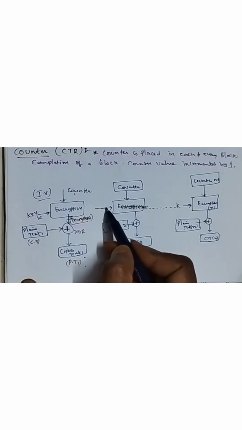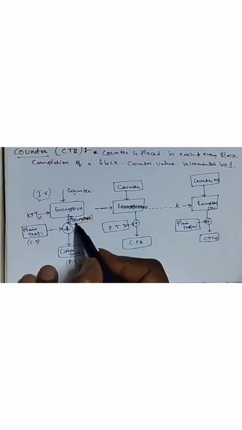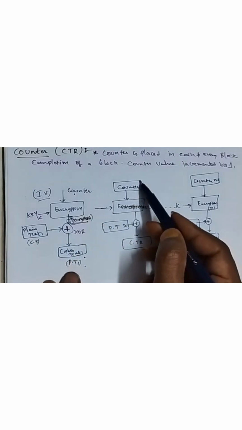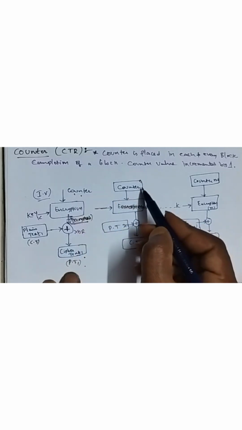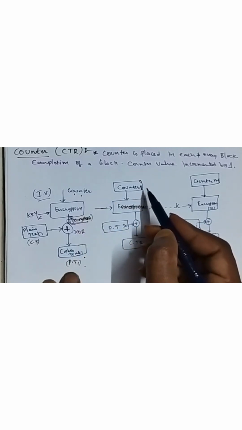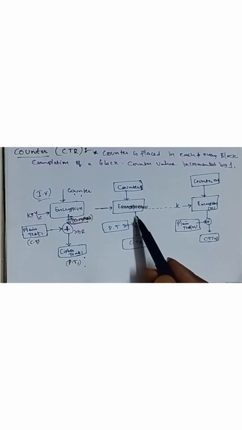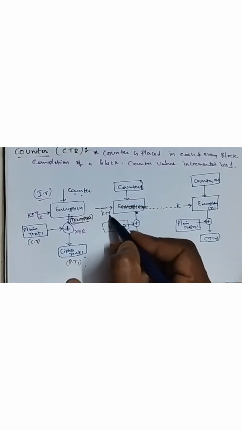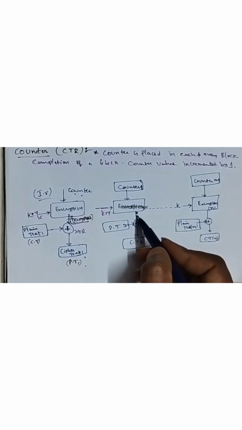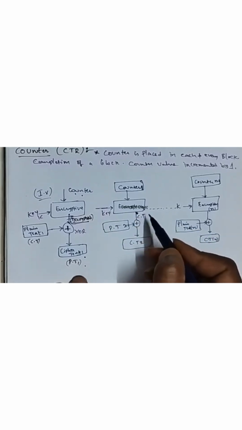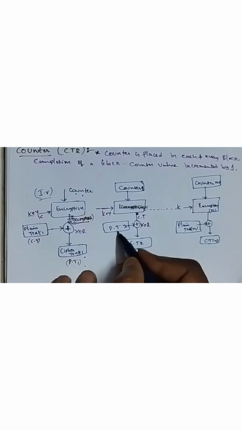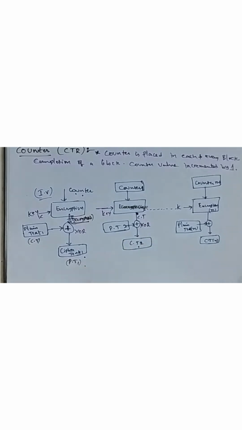Okay, the second round. Again in the second round, we are taking the counter. This is the initial counter here. Counter incremented by 1. So with the counter, with the help of the key, we are performing encryption, and after that we are getting the output. That output again we are applying XOR operation with the plain text 2. We are getting the ciphertext 2, and this is the next round.